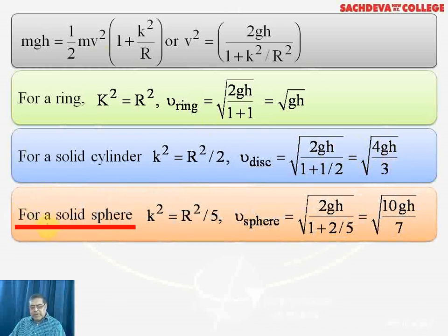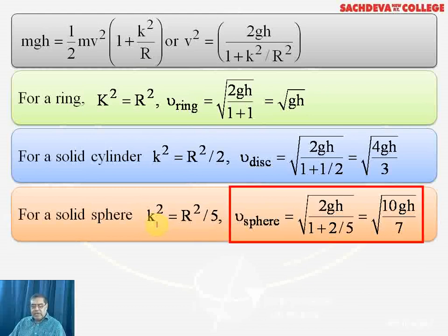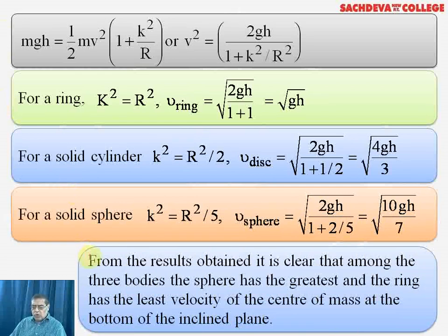Now we come to the solid sphere. So there are three different cases we have considered: a ring, a solid sphere, and a solid cylinder. For a solid sphere, the square of the radius of gyration is r square over 5, and the velocity of the sphere will be under root 2gh over 1 plus 2 by 5, which simplifies to under root 10gh over 7. From the results obtained, it is clear that among the three bodies, the sphere has the greatest and the ring has the least velocity of the center of mass at the bottom of the inclined plane.